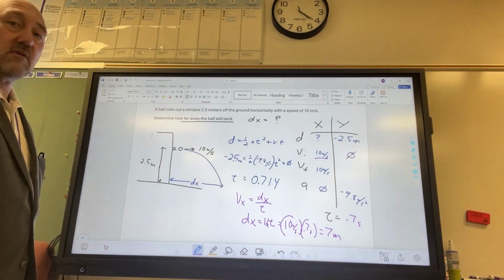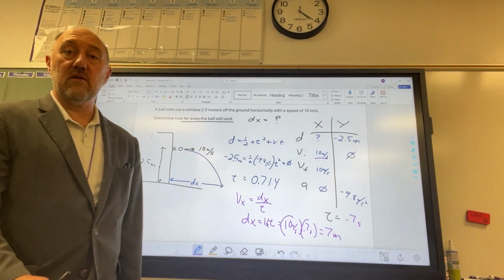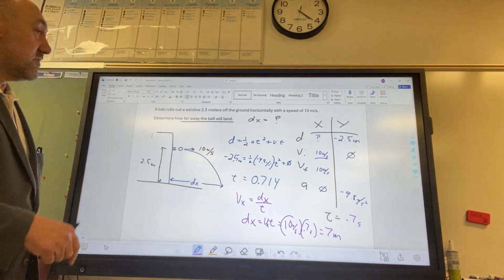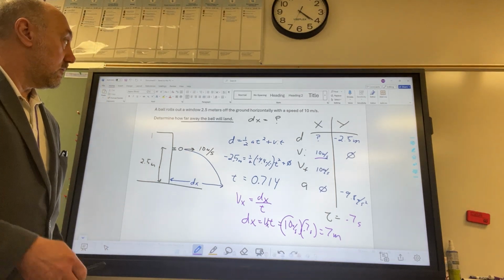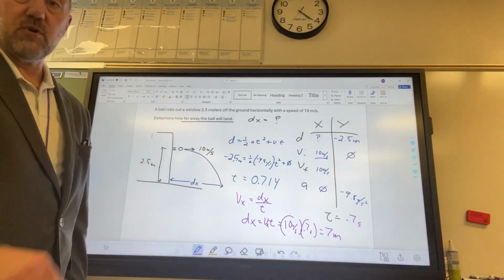10 meters per second is pretty fast. It's going like 22 miles an hour. Simple example of horizontally launched projectile motion.